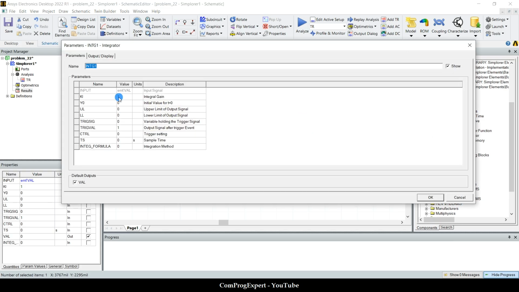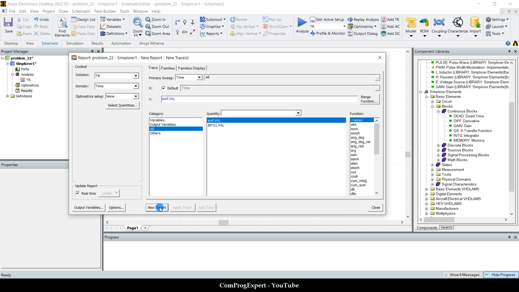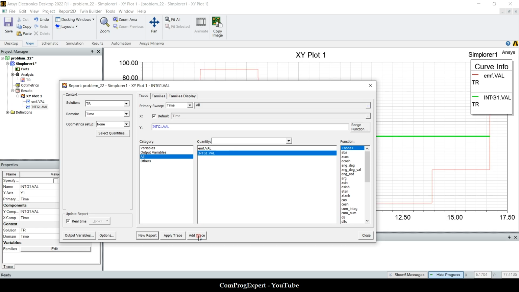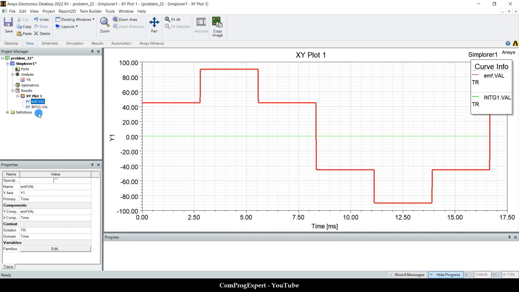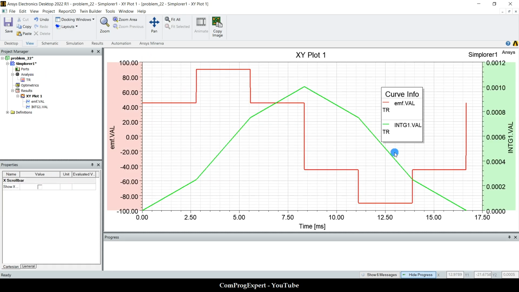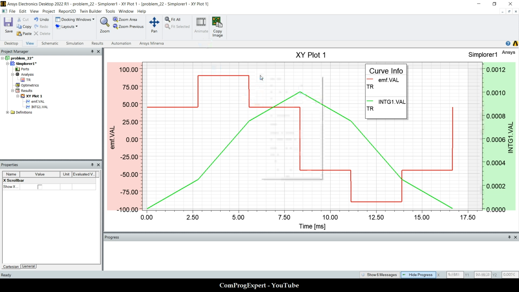And what is the value of the integral gain? It is 1 divided by 500. Okay, so let's plot the graphs. Rectangular plot, this is the EMF value, this waveform, and this is the flux after integration. Again, let's select Y2 for this.